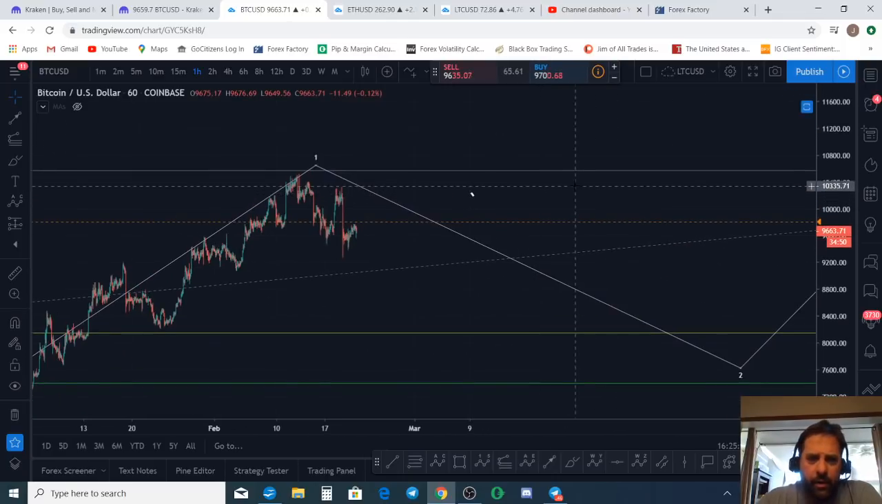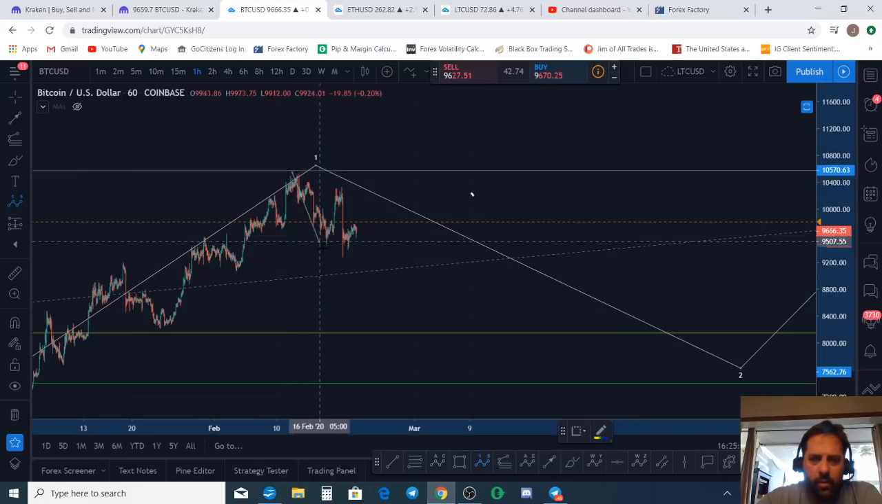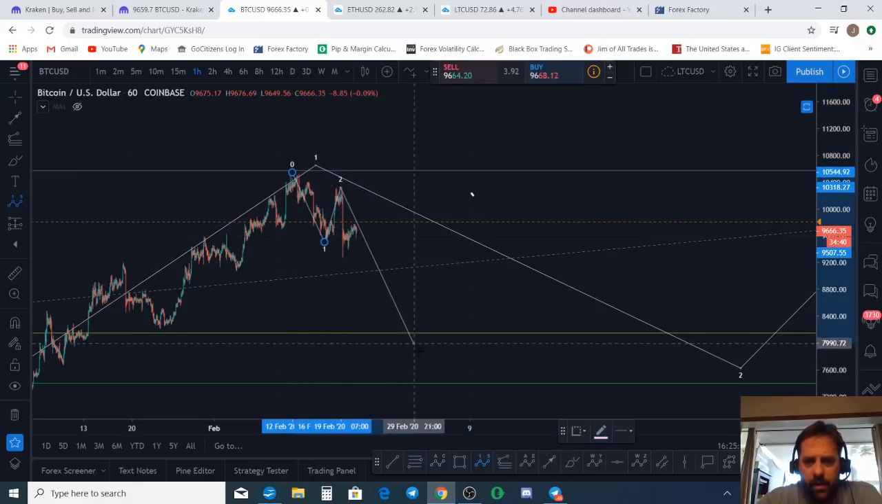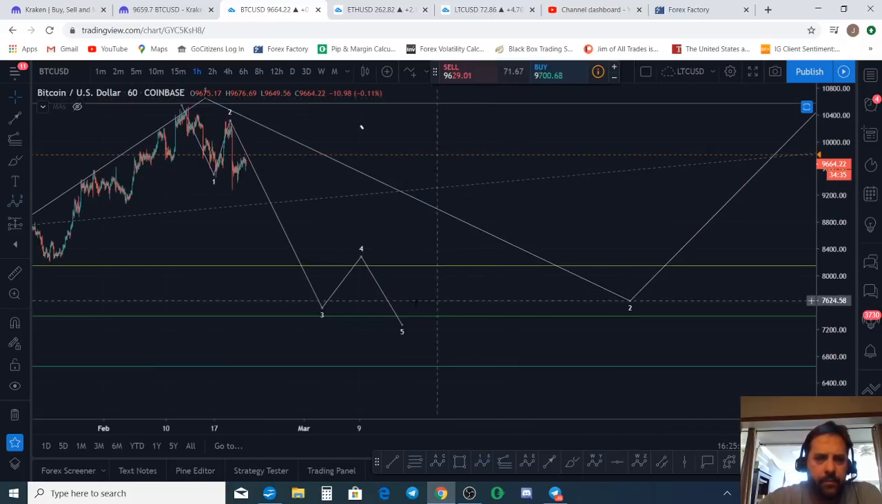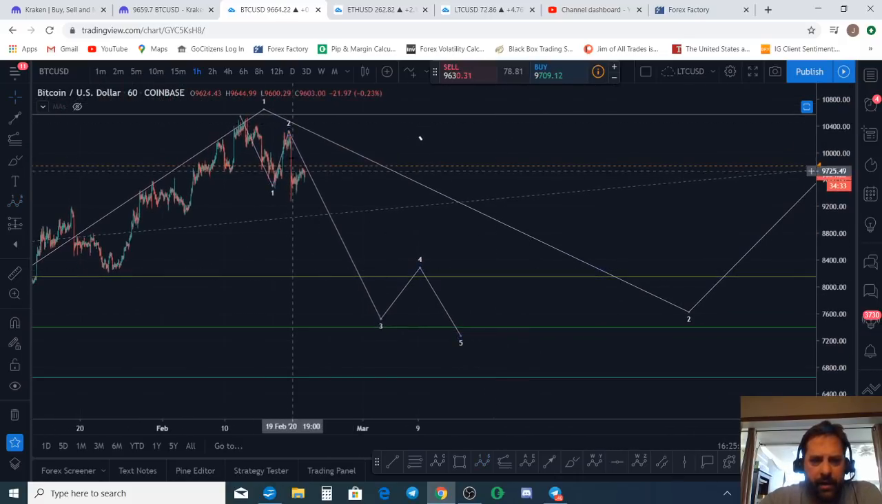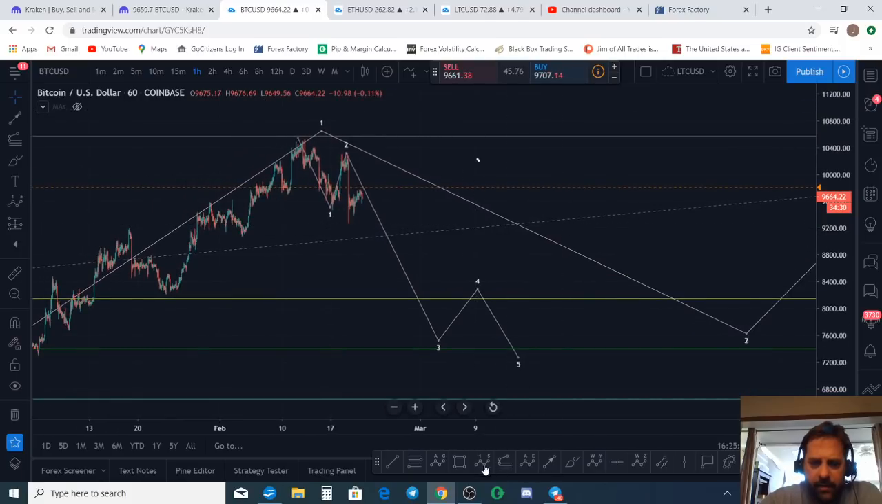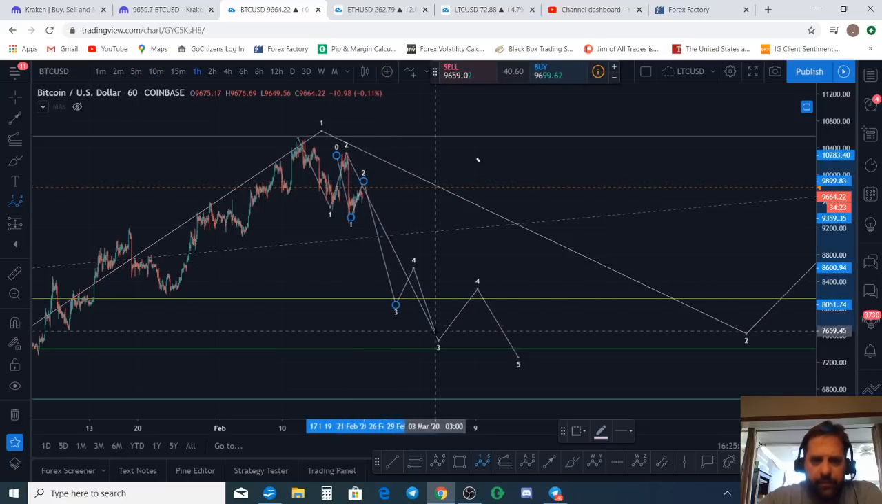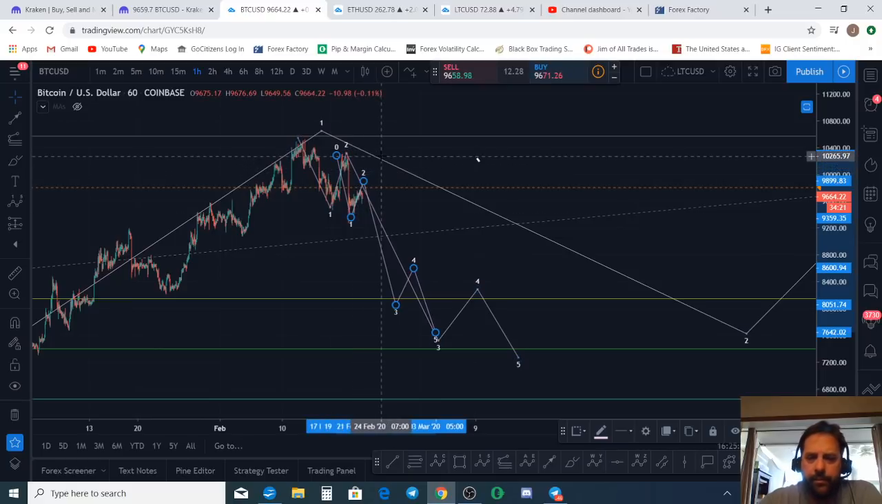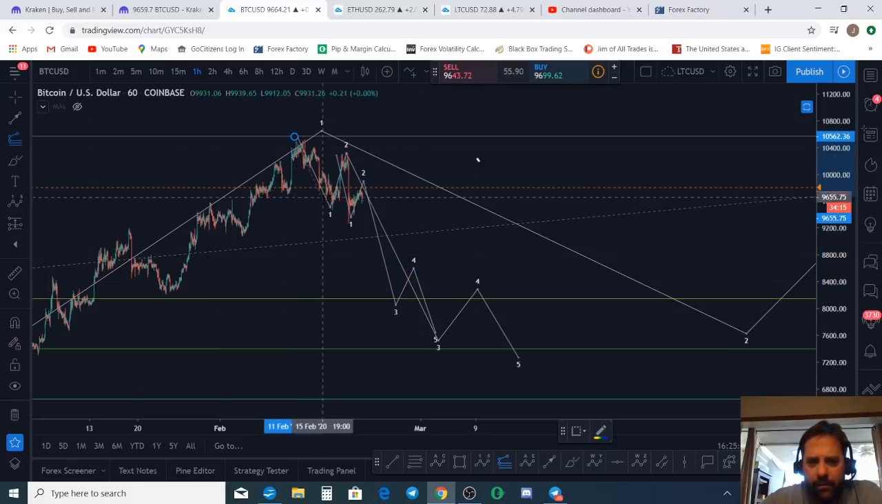It looks like a 1-2-1-2 forming. So what I would see here is 1, 2, 3, 4, 5. This right here most likely is the 1, 2 of the third wave, and that's what we call a 1, 2, 1, 2. So that's kind of what we're looking at for the first 5 waves of this correction.